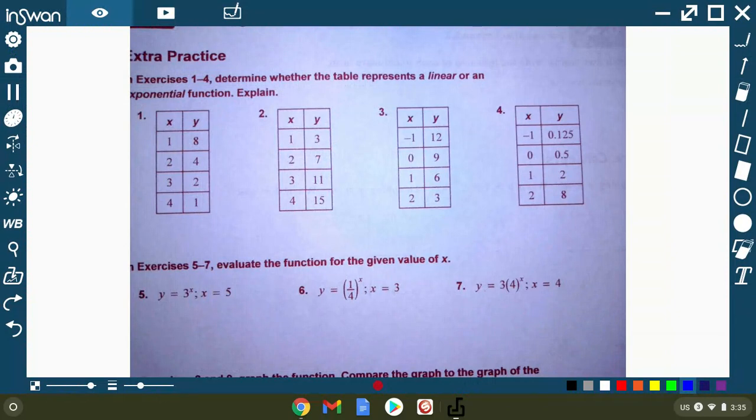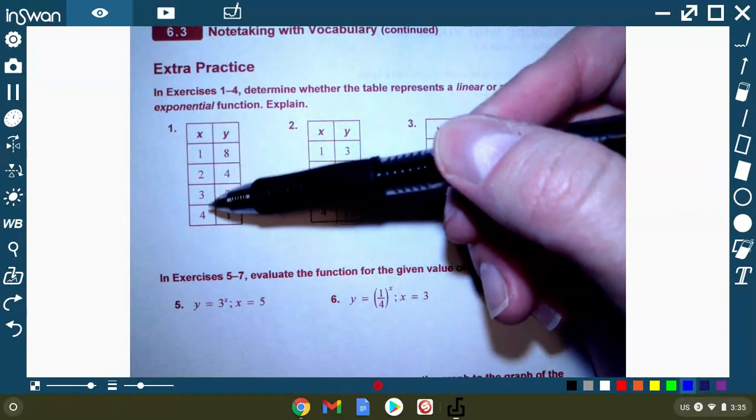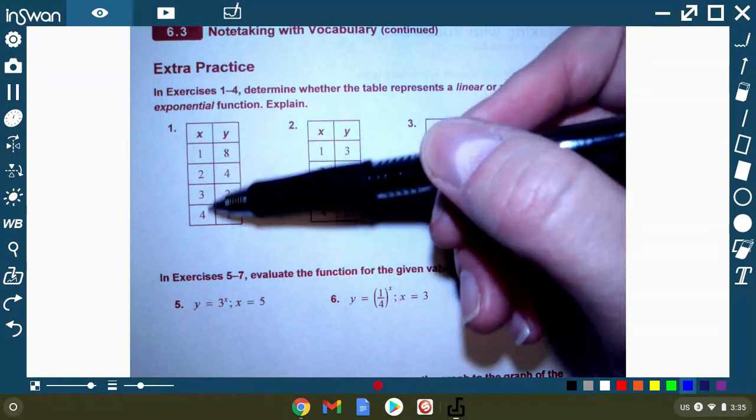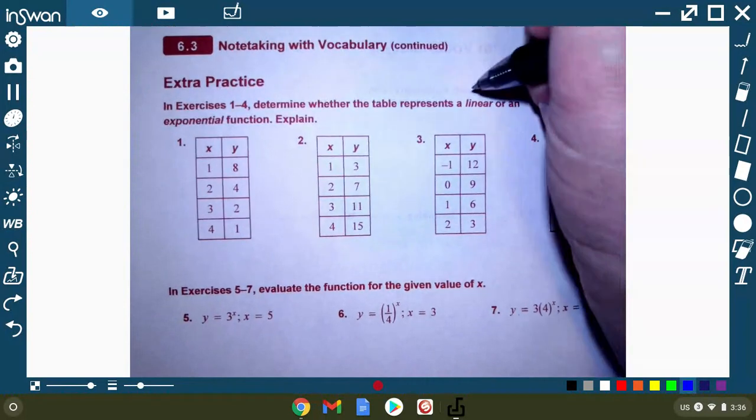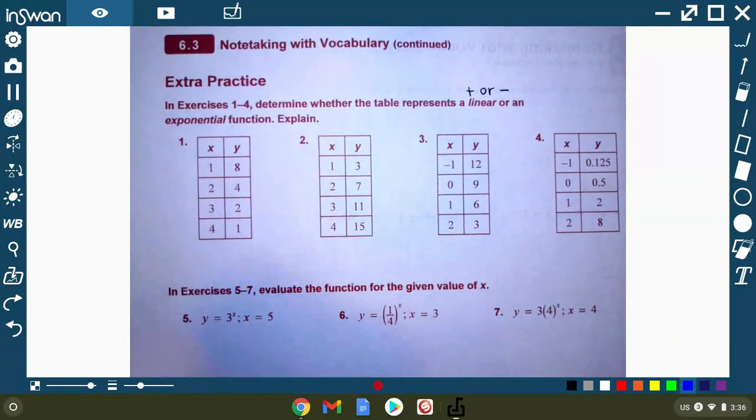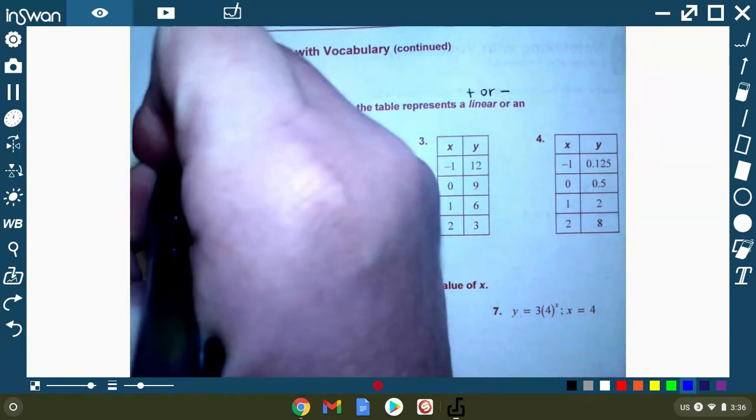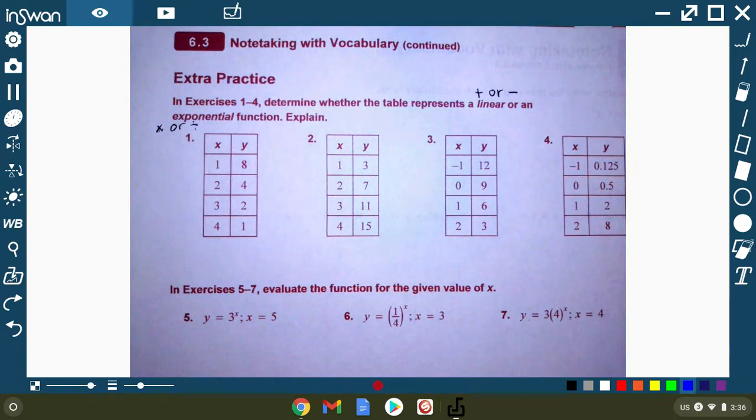So first thing we're going to do when we do this is double check that your x values are changing by a constant number. So if I look on here, all of these are going up by 1, so that's good. And then what you might want to put on here is linear is either plus or minus, and then exponential is multiply or divide. So first thing I usually do when I look at these examples is to see if the y values are increasing or decreasing as we keep moving.